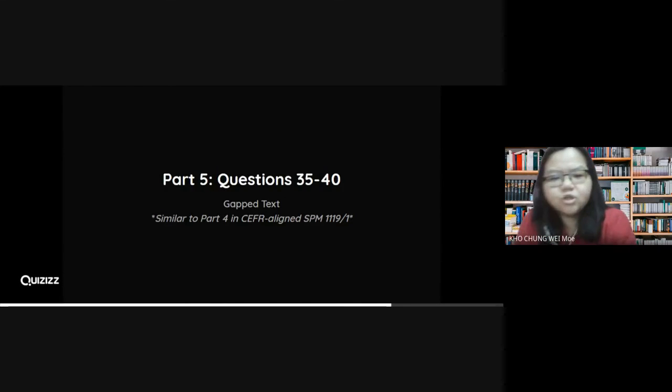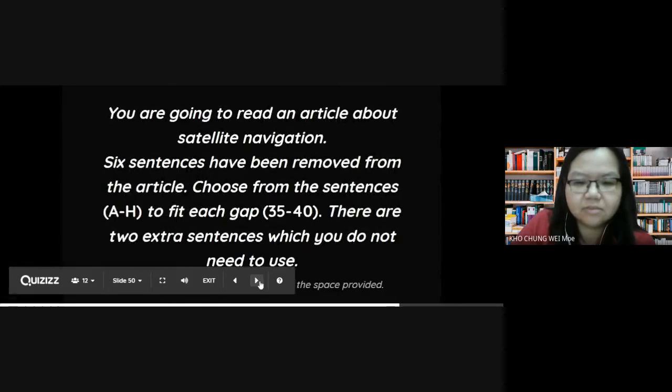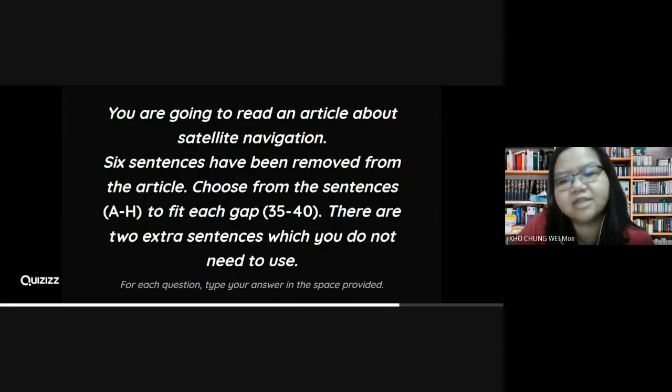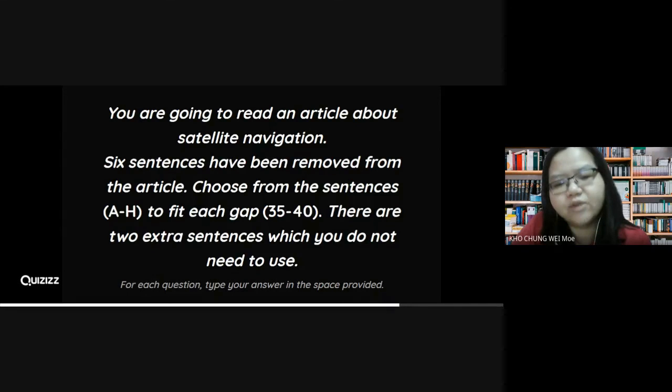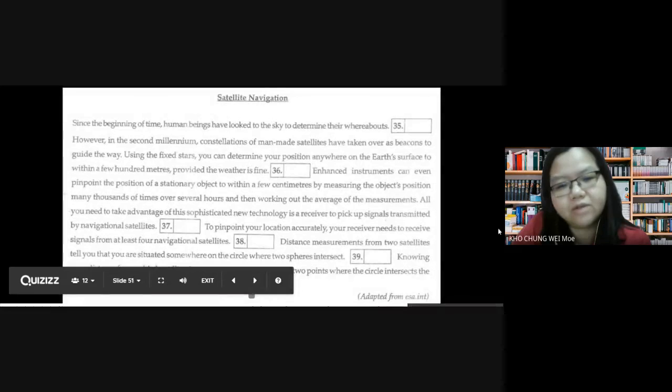When it's a shorter text, it's slightly more difficult because the blanks are so close to each other. So this is a gap text. What do we mean by a gap text? It's something like this. You're going to read an article about satellite navigation. Six sentences have been removed from the article. Choose from the sentences A to H to fit each gap. There are two extra sentences which you do not need to use. For each question, type your answer in the space provided. So this is how it looks.